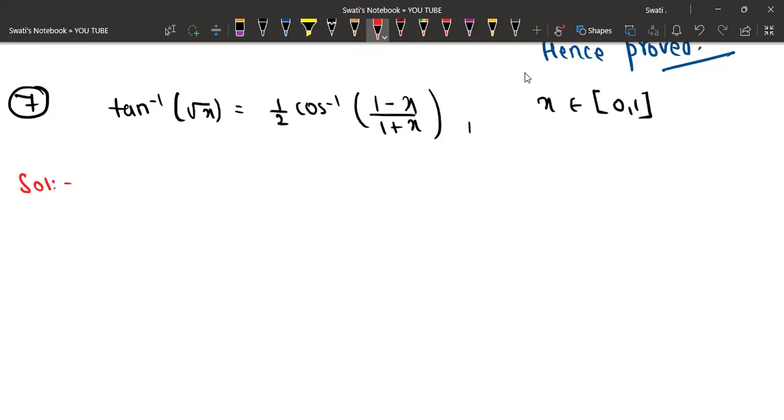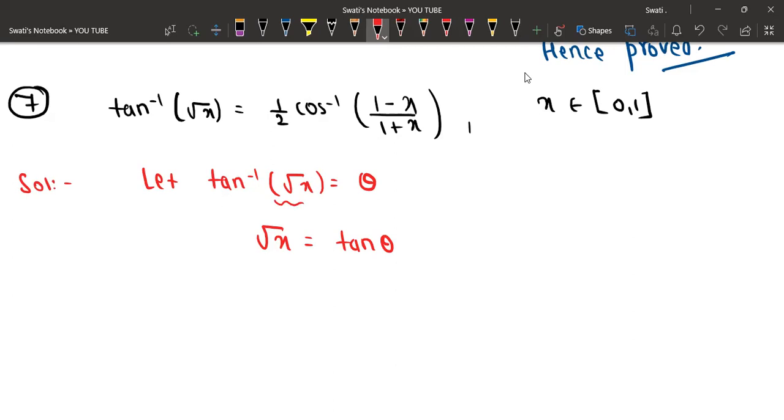But in this case, I'm going to simplify this. I'm going to take this LHS, that is tan inverse root x, as theta. So from here, what is the value of root x? The value of root x is tan theta, right? How? Because if I take tan on both the sides, this theta will become tan theta, and this will become tan of tan inverse root x. So tan of tan inverse of root x is just root x. So root x equals tan theta, right?